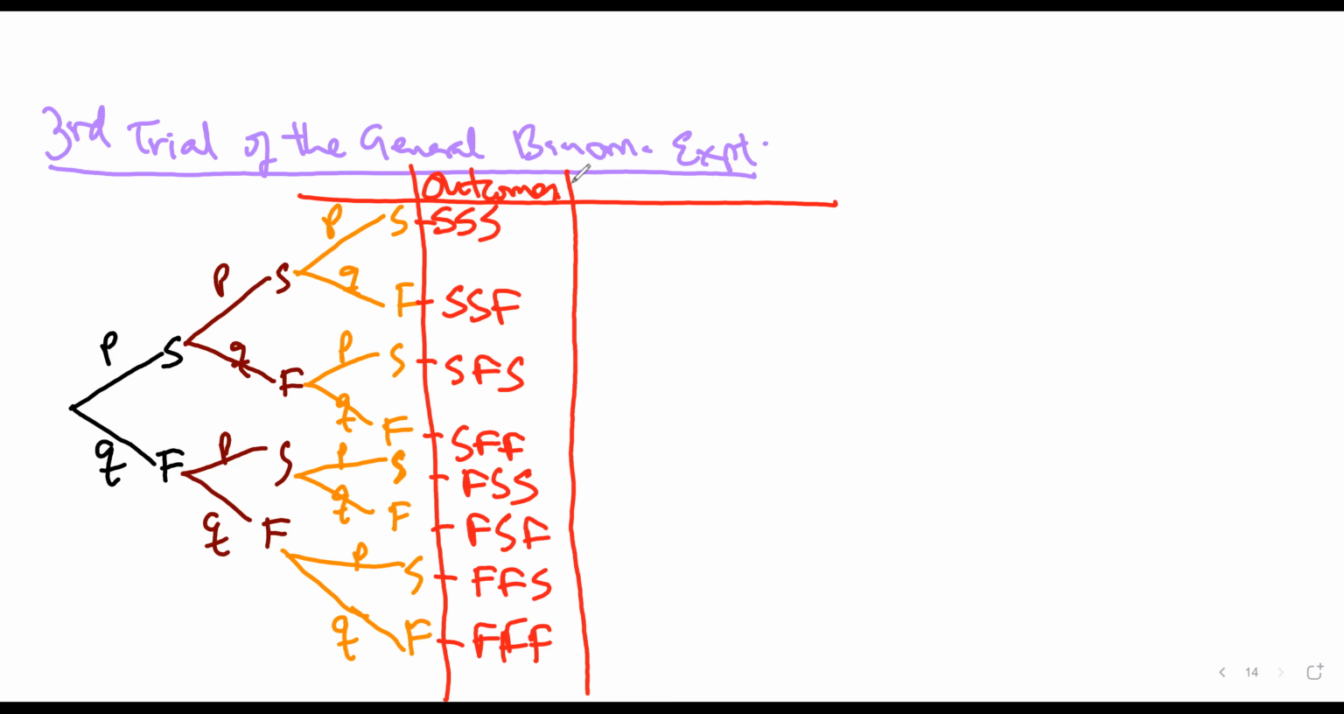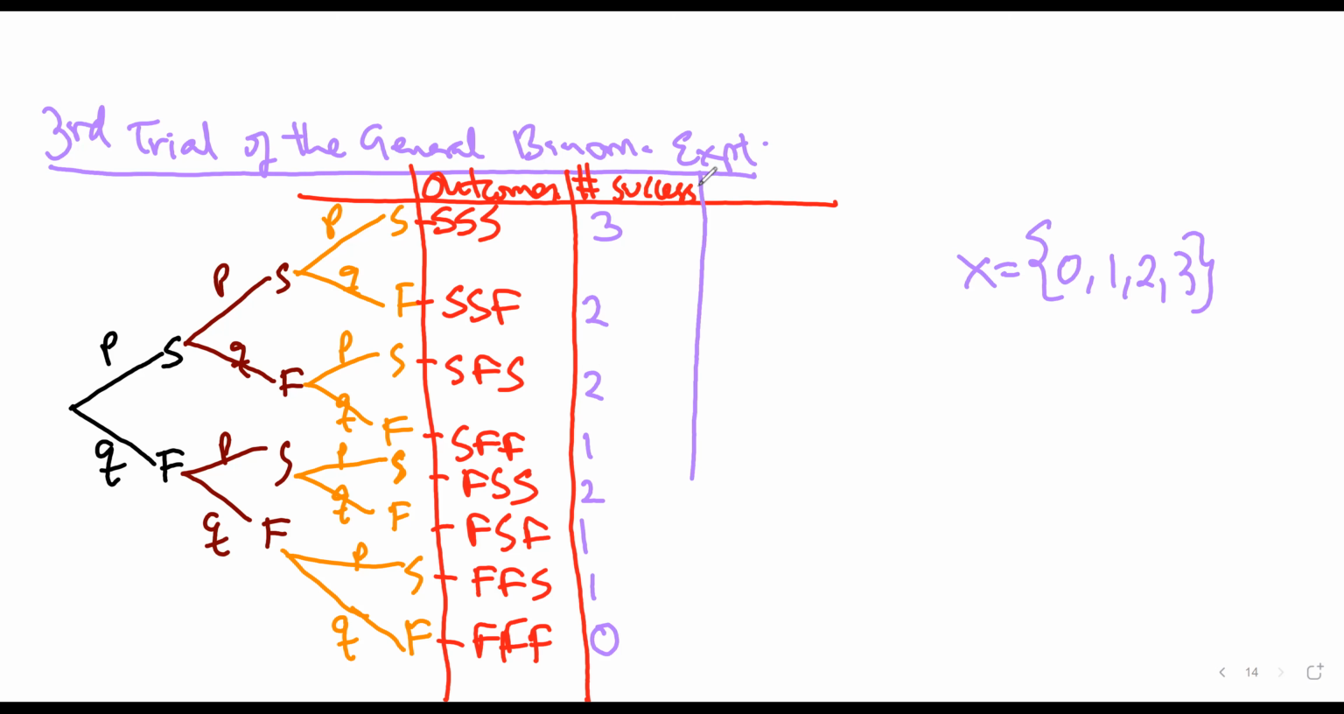Then again, suppose we are interested in the number of successes. So in the first case, there are 3 successes, then 2 successes, again 2 successes, 1 success, 2 successes, 1. I'm just counting the number of S's. This is 1 success and this is no success. So in this case, our variable X, which is the number of successes, will take 0, 1, 2, and 3, a discrete variable. Okay. Then from there, we can obtain the probability for each possible outcome.